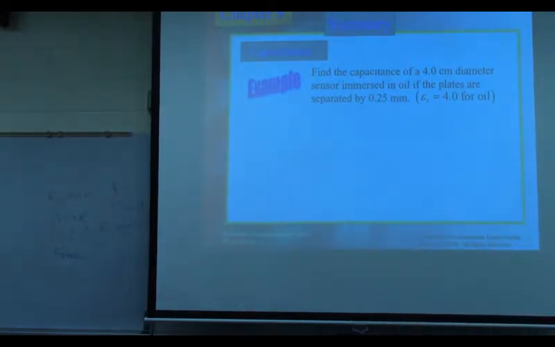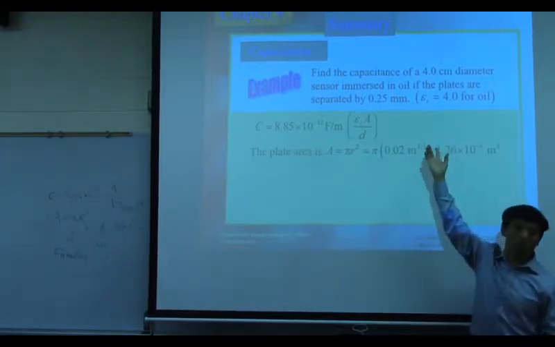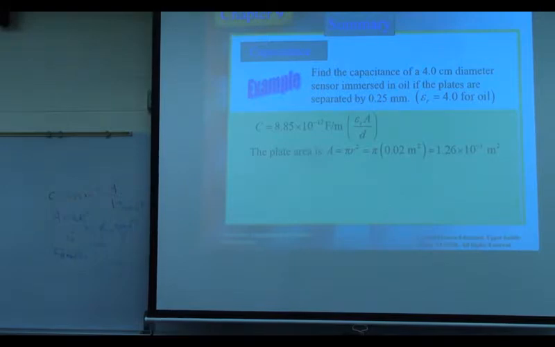Usually the capacitance is very small, so the typical unit is microfarad or pF. The result equals this and this. Make sure you plug in the correct numbers. This looks easy, but you may not get to the point. So the plate area equals pi r squared, pi times 0.02. I believe the square is supposed to be outside the parentheses. Then it equals 1.26 times 10 to the negative 3 square meters. Yes, this number is correct.